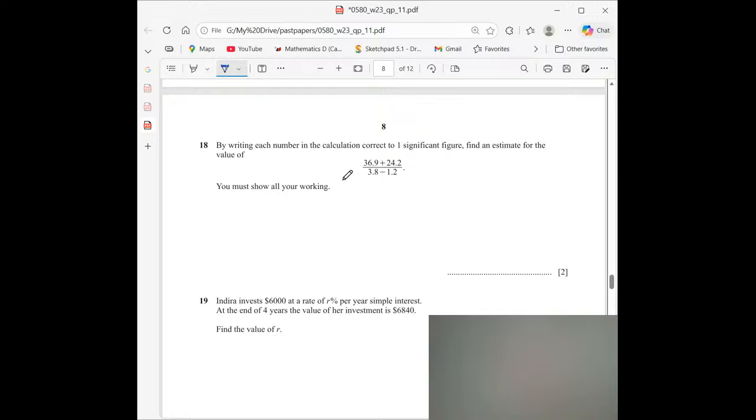So let us move to the next part. Let's look at how we can do it.